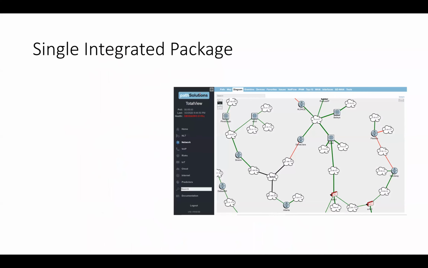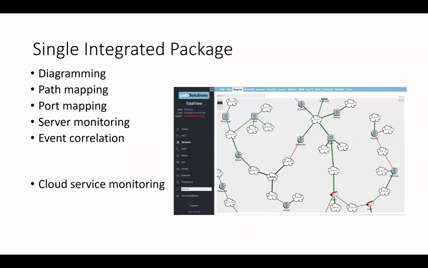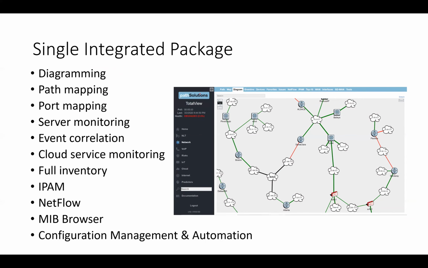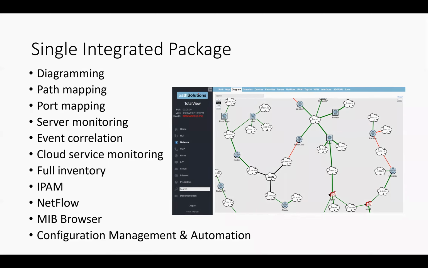So the core package includes everything needed to run a perfectly healthy network. So this isn't just one point solution. It's going to solve all of your network problems because we'll have diagramming, path mapping, port mapping, server monitoring, inventory, cloud service monitoring, MIB browser, NetFlow, and configuration automation. So I'm going to go into a quick demo and show you how we can make it easy to solve a packet loss problem in your network.